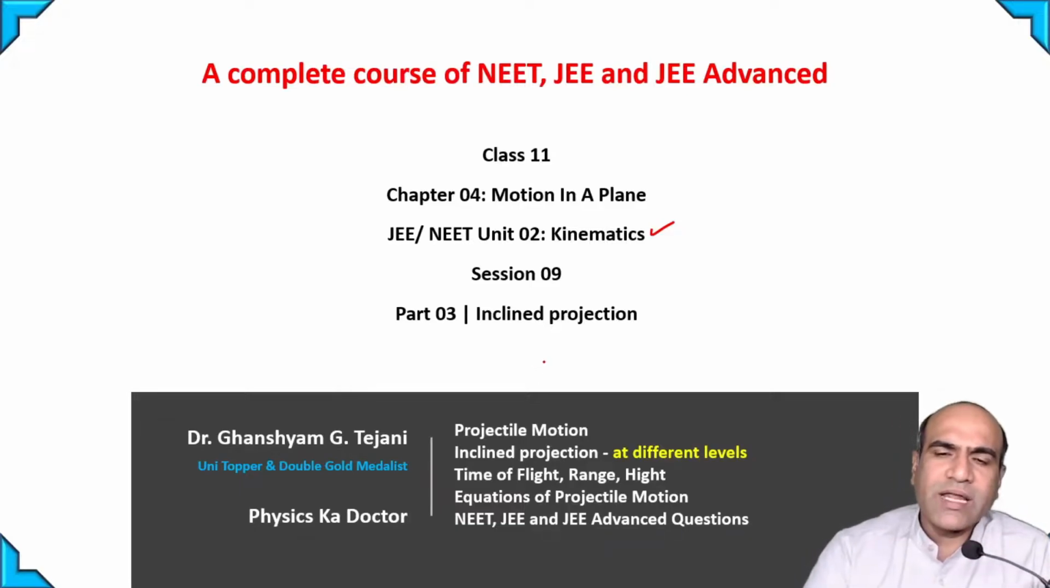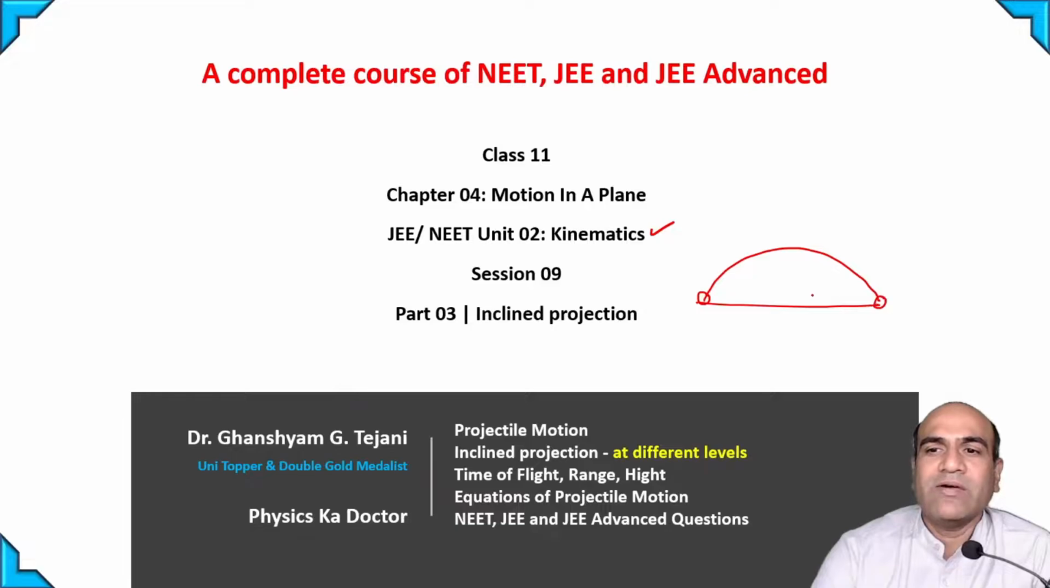You may argue that inclined projection we did cover. Of course, we covered it, but what did we cover? We covered inclined projection at the same level. That means if a body is projected at some level, it returns to a similar level. Level is not changing. But here we are targeting inclined projection at different levels.